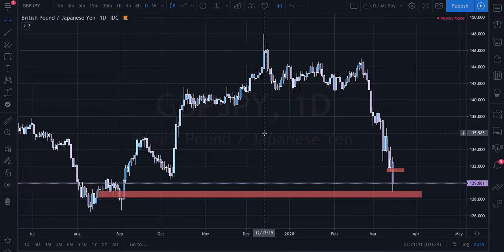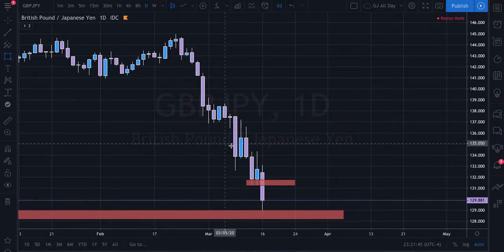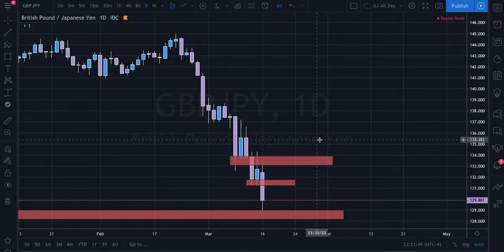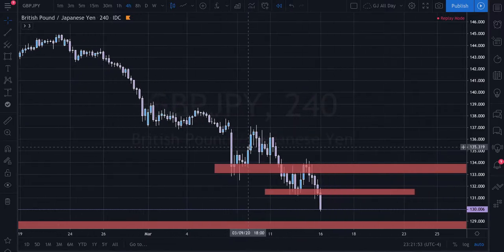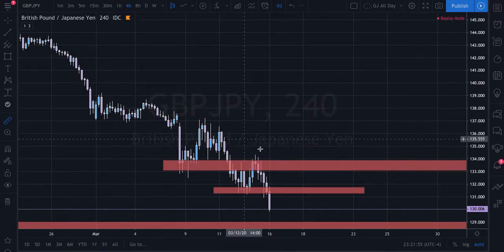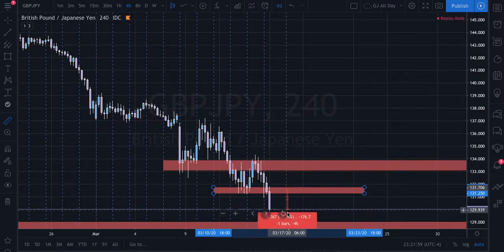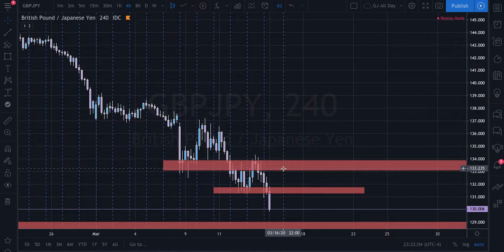Other ones. Other one over here up above. It's like a range right here. So we got a couple of ranges. Range here, range here. So we're either going to fill this range or fill this range to maybe fill in this wick right here.